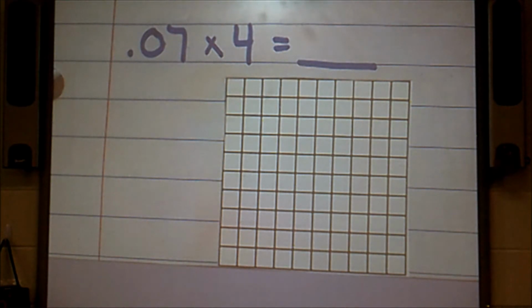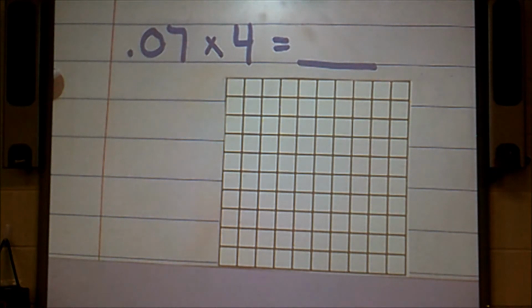Now, as you see here, I have a hundredths chart. It is broken down by a 10 by 10 grid. That is what I have going on here. If you would like, you may create your own grid. So what I'm going to do is break this apart as if it were repeated addition. Now, I know what it means when it says 7 hundredths times 4: I'm doing 7 hundredths 4 times, right?